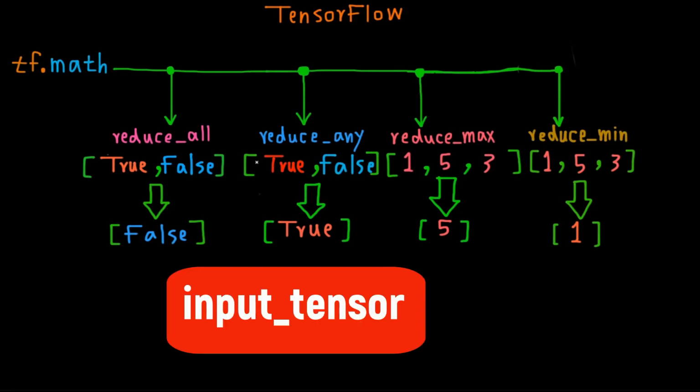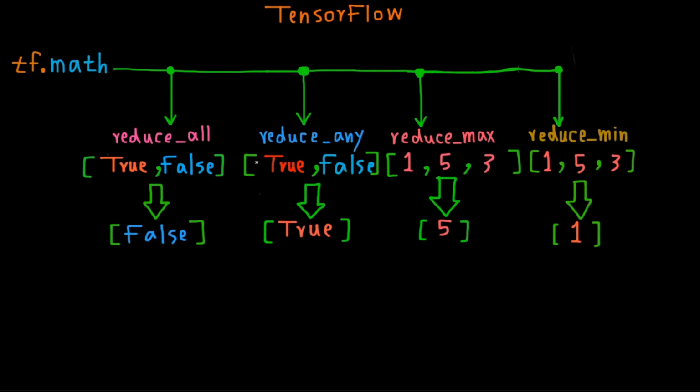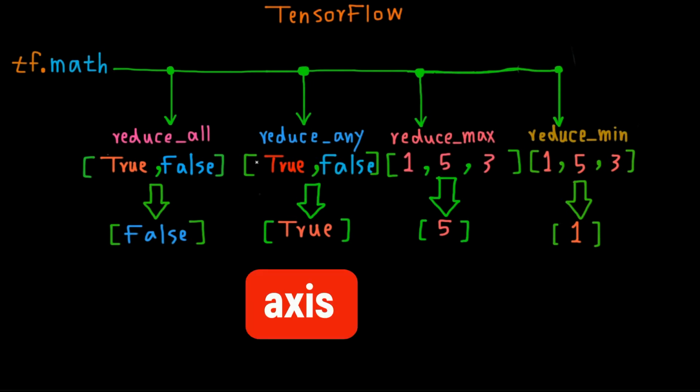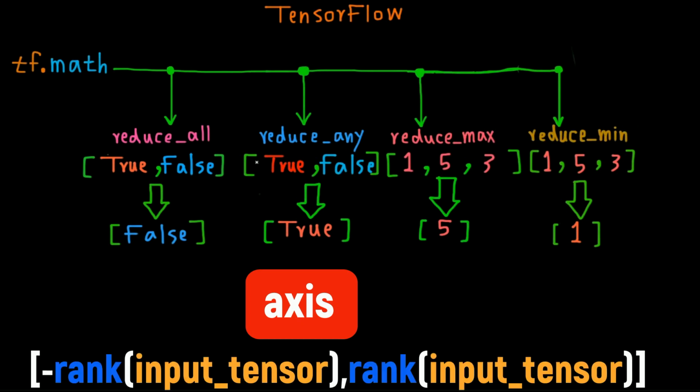There are a bunch of arguments in the reduce_any function. The first one is input tensor, which is a Boolean tensor to reduce, while the second one is axis, which is the dimensions to reduce. If you set it to None, which is the default value of axis, then reduce_any will reduce all dimensions. The axis argument must be in the range between minus rank of the input tensor and rank of the input tensor.